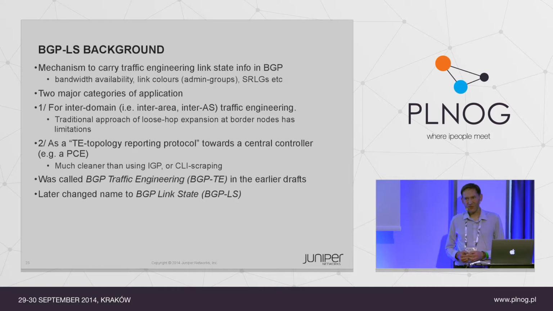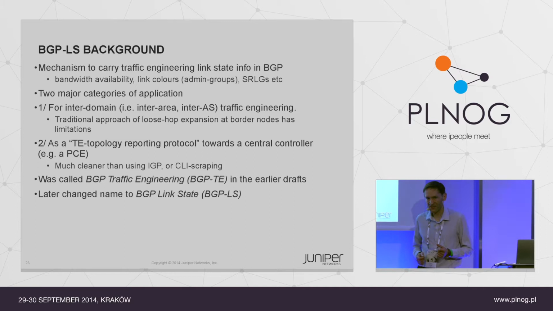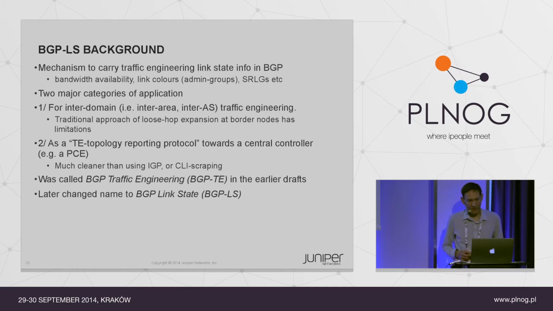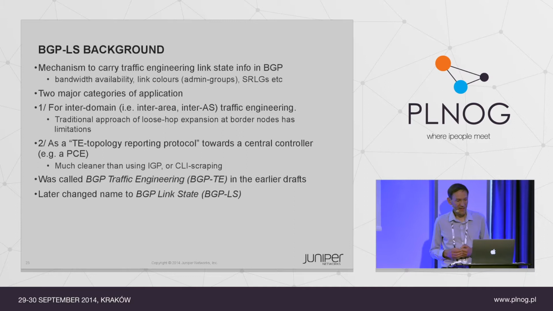In fact, there are two major categories of application for it. One, in distributed path computation, is solving the inter-domain path computation problem. Traditionally it's been a bit tricky because the ingress router hasn't got visibility across other IGP areas or other ASs, so it's a bit hit and miss whether it can successfully compute a path that meets its requirement. There are things like loose hop expansion at ABRs or ASBRs, but that doesn't solve the problem of the ingress router not having full visibility. With BGP-LS, you can give the ingress router full visibility of the topology of the entire network, even across IGP areas. But in the context of today's talk, we're interested in BGP-LS as a TE topology reporting protocol. This is how the central controller can discover the real-time topology of the network.